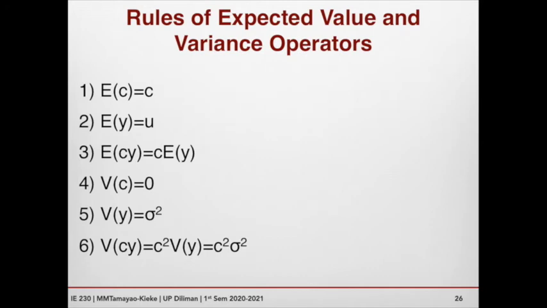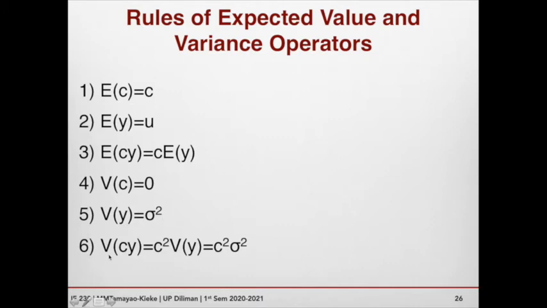It will be useful for you to remember the rules of expected value and variance operators as shown. So, the expectation of a constant is just a constant. The expectation of a random variable y is equal to its mean mu. Expectation of a constant times a random variable y is just equal to the constant times the expectation of y. The variance of a constant is of course 0. The variance of the random variable y is equal to sigma squared.